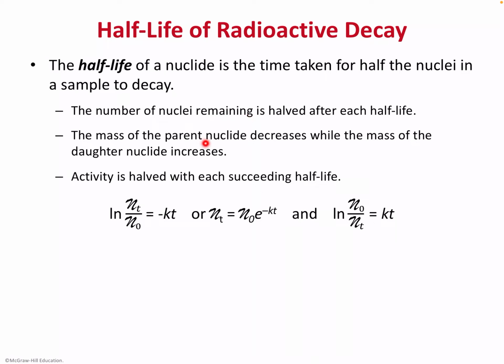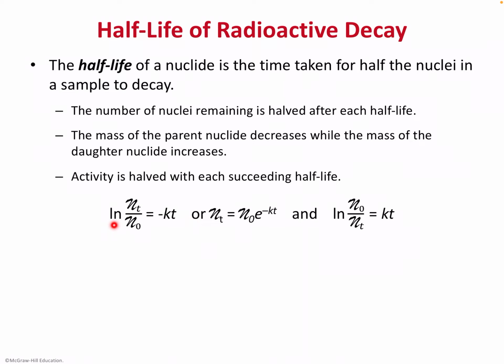The mass of the parent nuclide decreases while the mass of the daughter nuclide increases. Activity is halved with each succeeding half-life. You can use this equation: ln Nt over N naught. N here represents the number of nuclides at a certain time, and N naught is at the beginning. k is a decay constant and t is the time it takes.